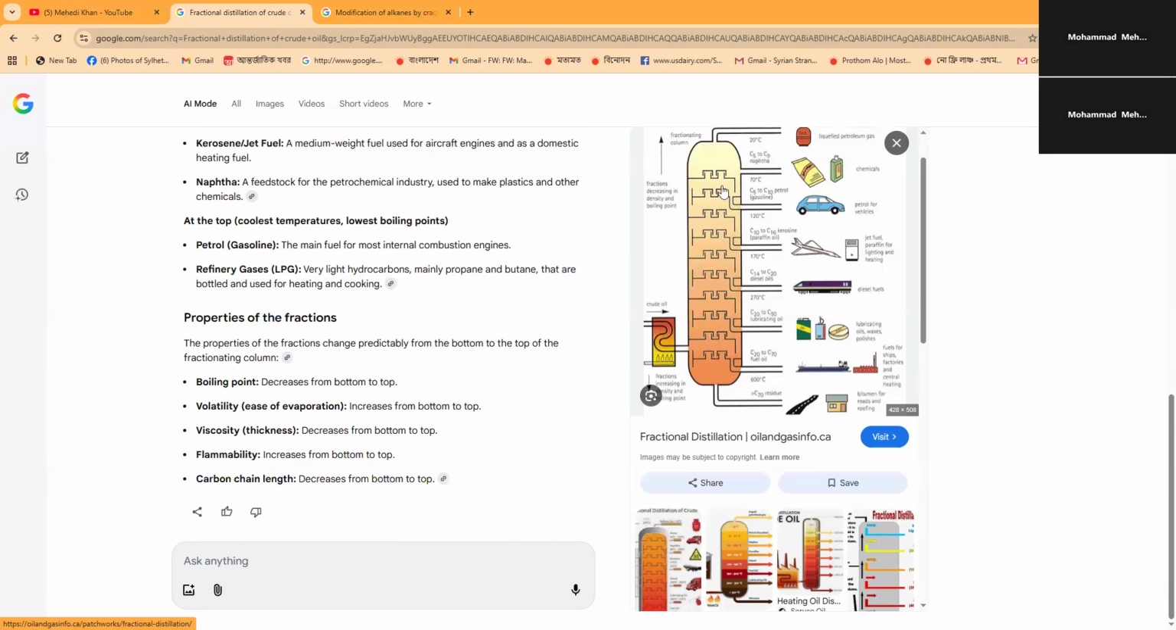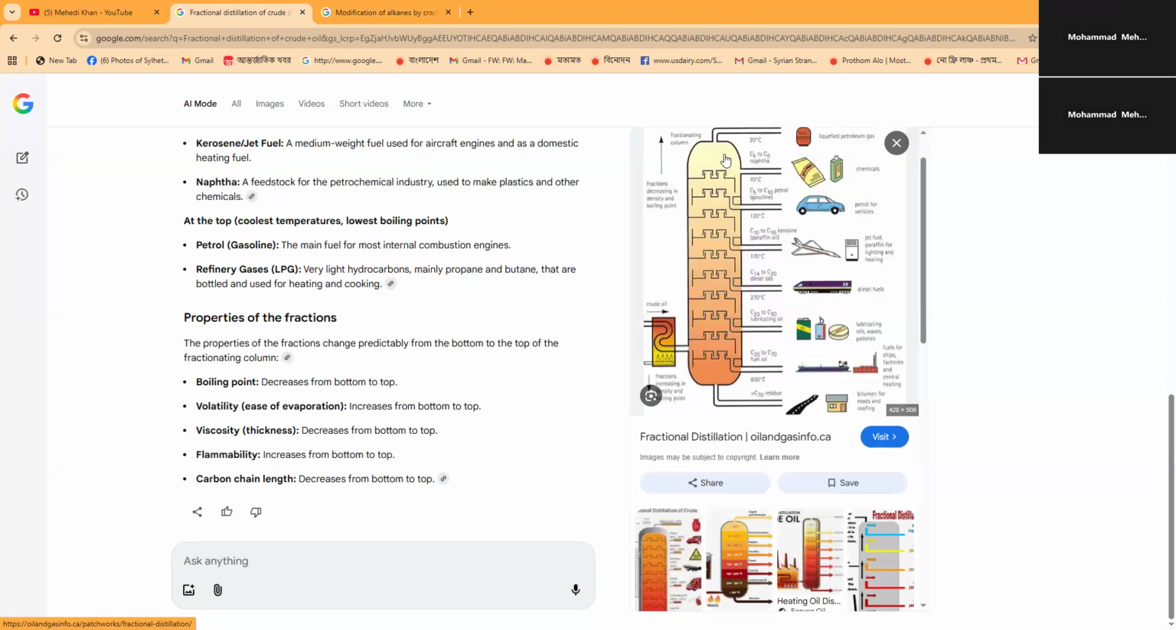So volatility decreases from bottom to top, or you can say the opposite thing, it increases from bottom to top. Viscosity, thickness, decreases from bottom to top. The thickness is very high here at the bottom, and at the top the viscosity is lower.